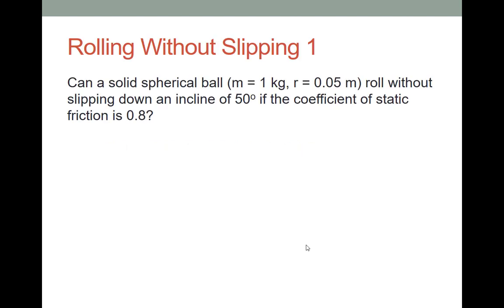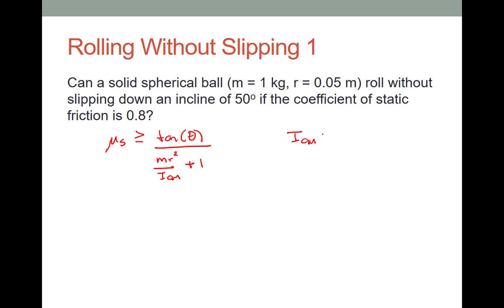Our first example involves a spherical ball rolling without slipping down an incline of 50 degrees. And it wants to know, can it do this if the coefficient of static friction is 0.8? To check this, we use the formula we derived that the static friction has to be greater than or equal to the tangent of the angle of the incline divided by mr squared over the moment of inertia of the center of mass plus 1.